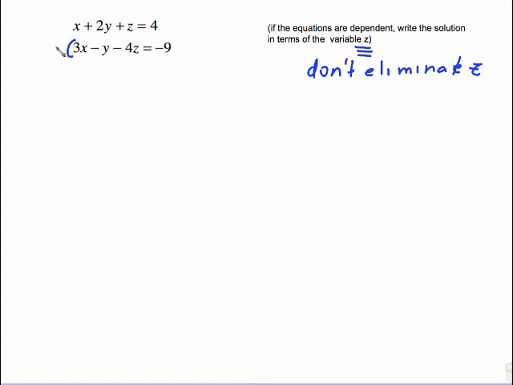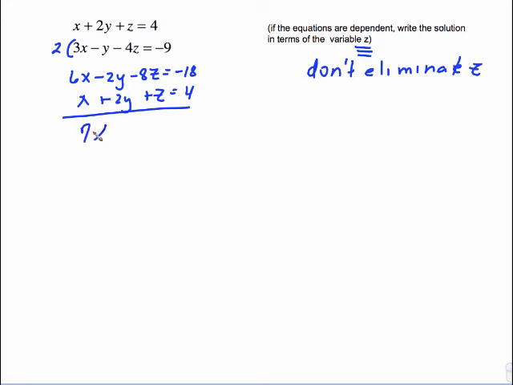So I'm going to multiply this by 2, which gives me 6x minus 2y minus 8z equals negative 18. I'm just going to rewrite the top equation right underneath it so I don't make a silly mistake. This gives me 7x, the y's cancel, minus 7z equals negative 14. I'm going to divide this whole thing by 7 because I just like the numbers to be smaller. So here I have x minus z equals negative 2.